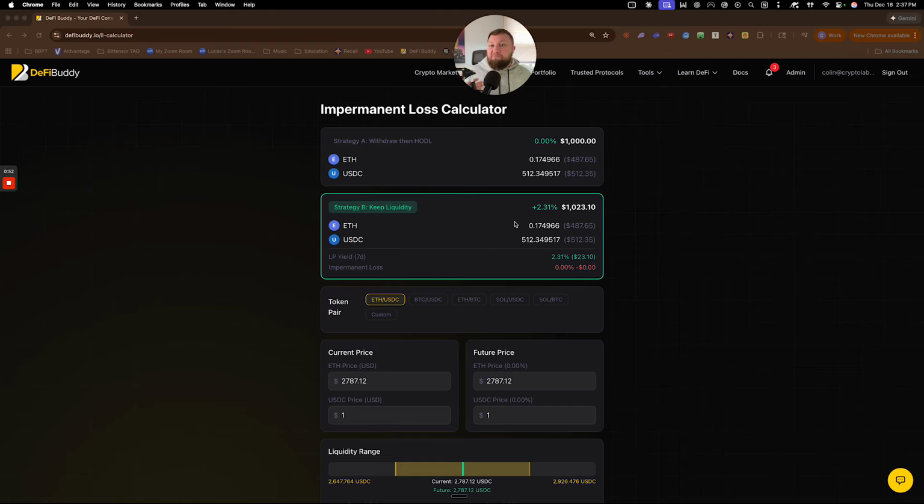And for me personally, I usually just focus on strategy B, right? Because I don't necessarily compare my liquidity pools to if I would have just held. Again, most folks, that's probably what they use this for.